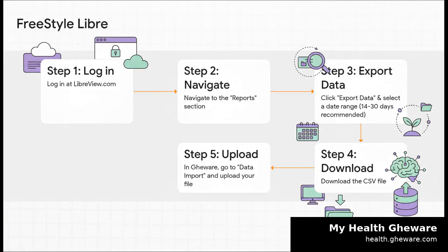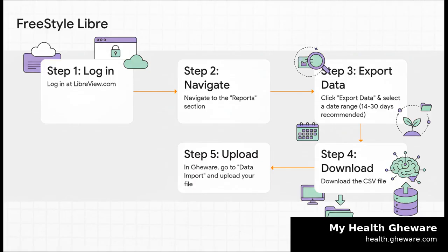Step 1, log in at libreview.com. Once you're in, just find the Reports section. From there, click Export Data and pick your date range. Now, a little pro tip here. You're going to want at least 2 weeks of data for the AI to find some good patterns. A full month is even better. Then just download the CSV file. The final step? Just hop over into Gheware, go to Data Import, and upload that file you just saved. Boom, done. It takes maybe 10, 20 seconds.